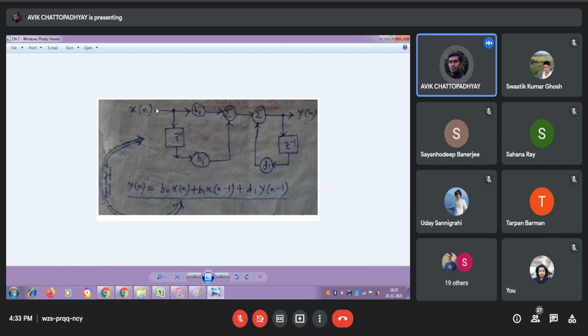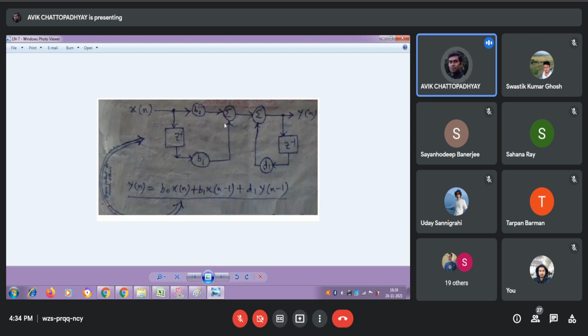Now if you just follow this carefully, look at this, this is the input you are feeding at this point. Now at this point, this signal splits and follows two different paths. One path, look at the arrow, is connected through a Z inverse block, meaning a one unit delay element block, and then the delayed version of this signal is passed through a block which multiplies it by B1, and then again it is added.